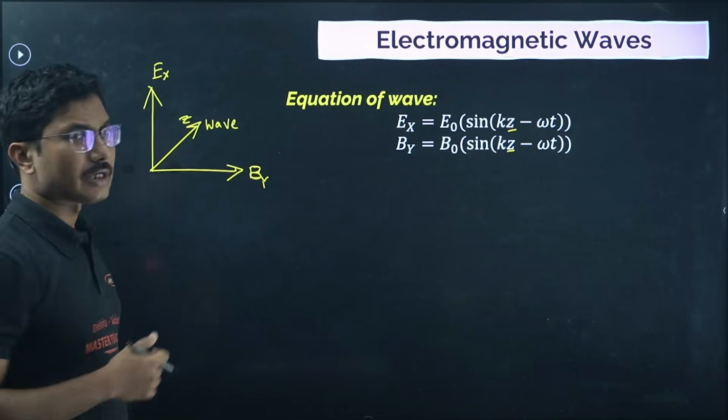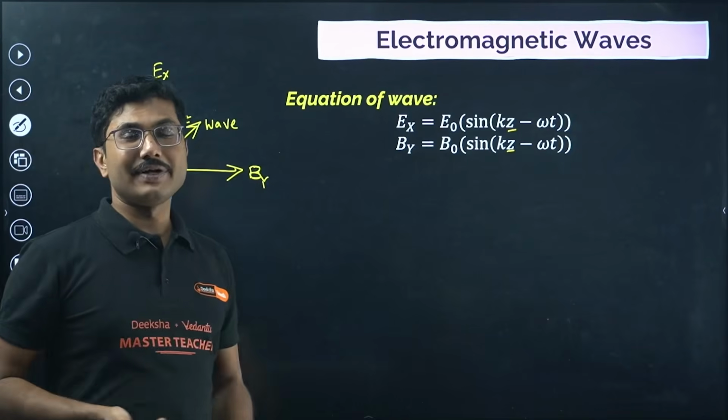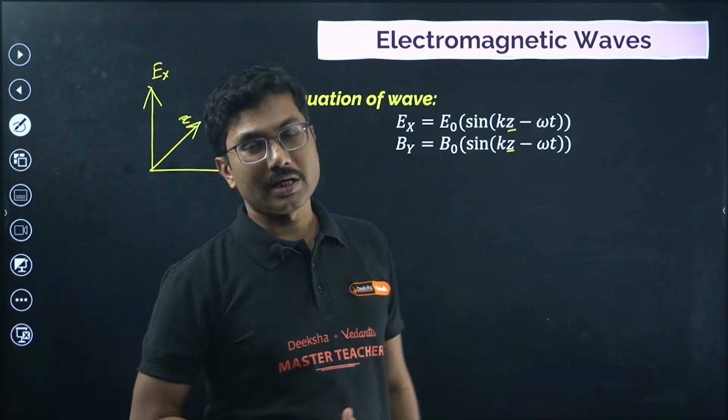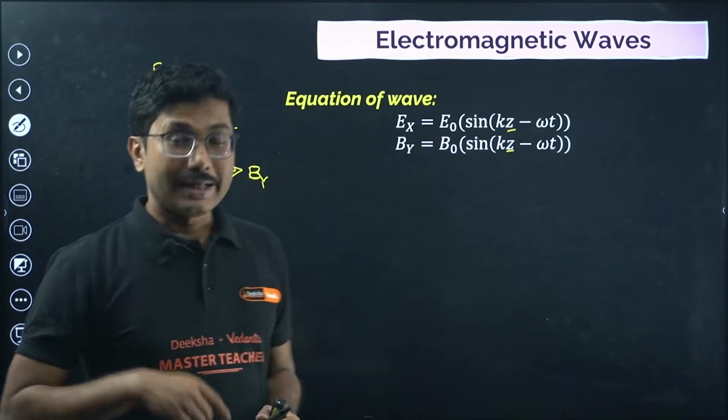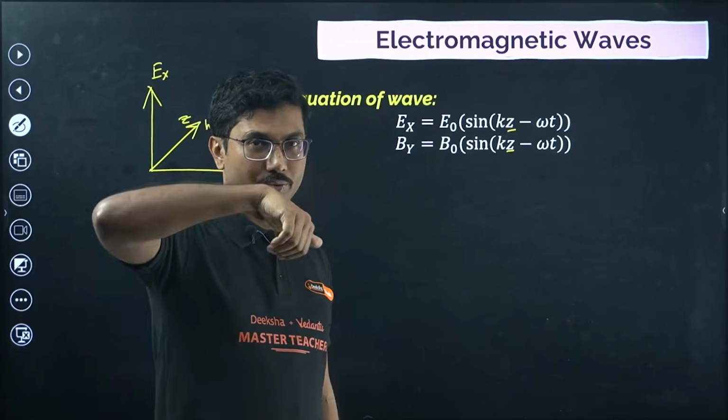Now based on this concept, we have seen some questions where they have given you the electric field and the direction of propagation, then they ask you what is the magnetic field. In that particular case, this rule is much more helpful than this rule.